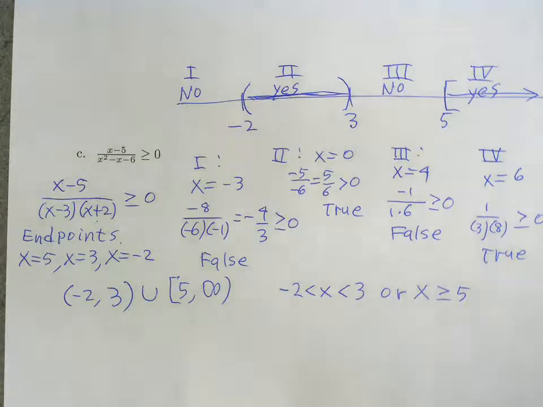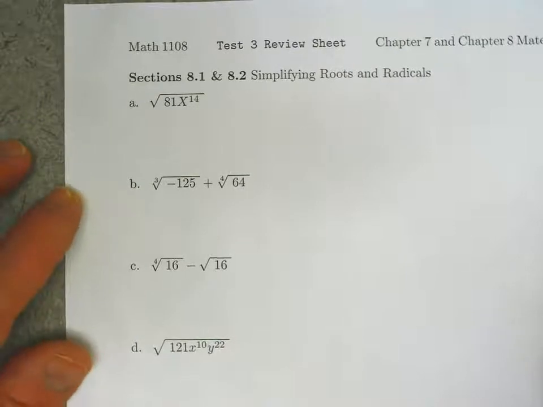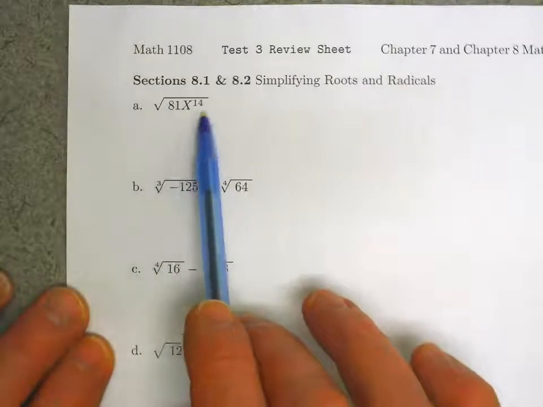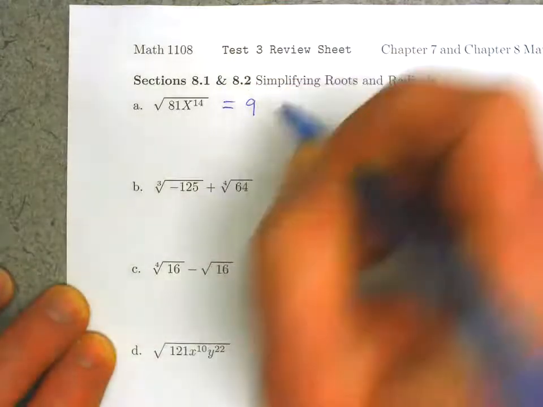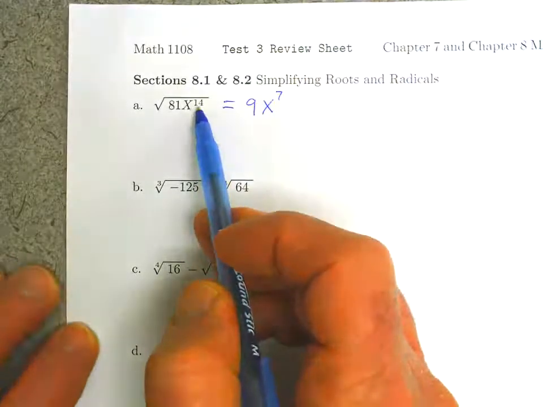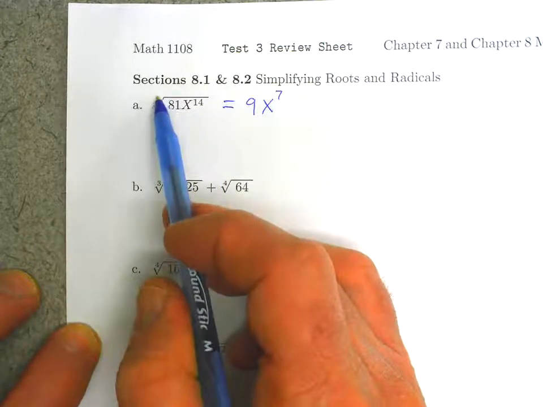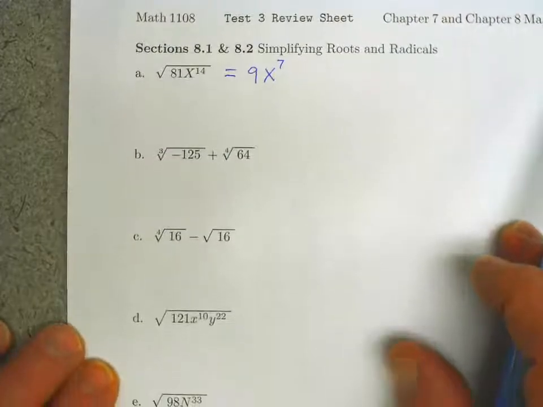Okay, we'll move on then to Chapter 8 material. Simplifying roots and radicals. So simplify the square root of 81 x to the 14th. Both 81 and x to the 14th are perfect squares. The square root of 81 is 9, and the square root of x to the 14th is x to the 7th, because the exponent 14 divided by the index 2 is 7. Square roots have indexes that are equal to 2. So that one is pretty easy.